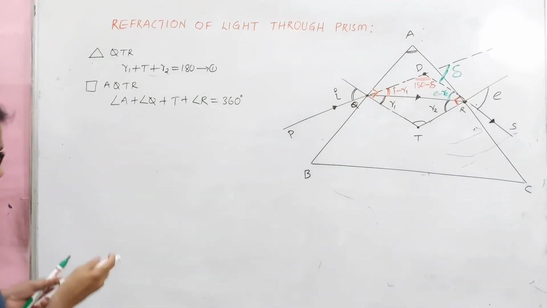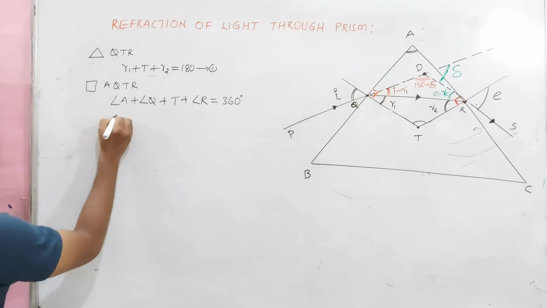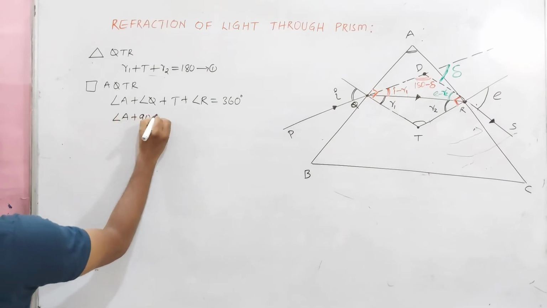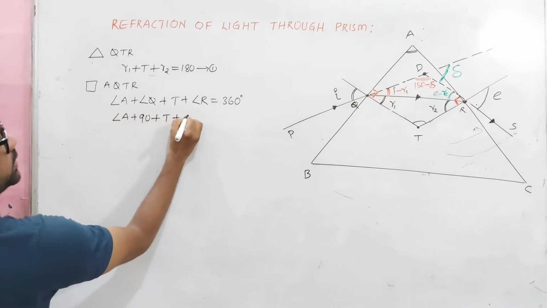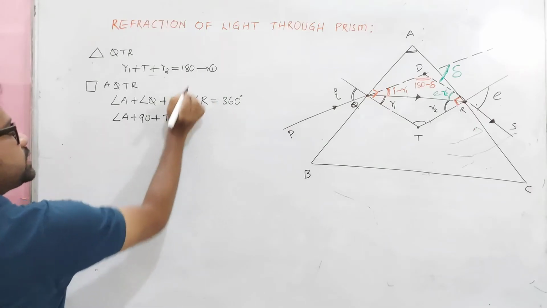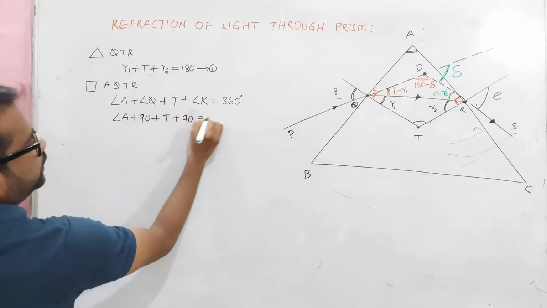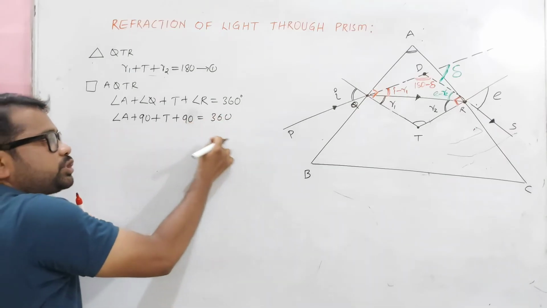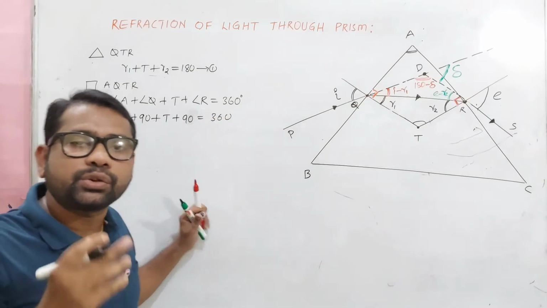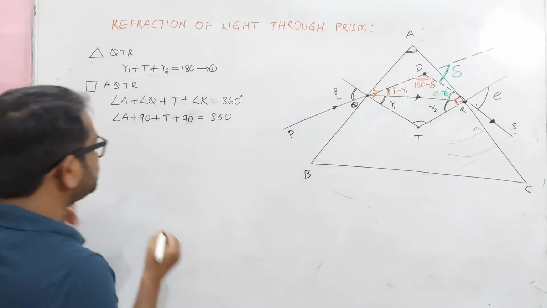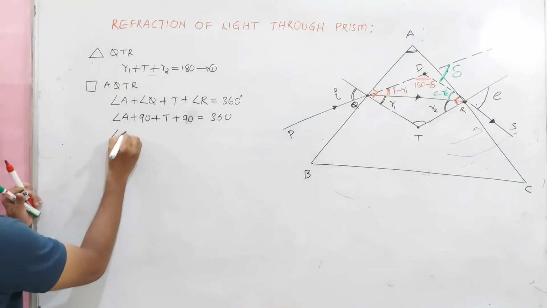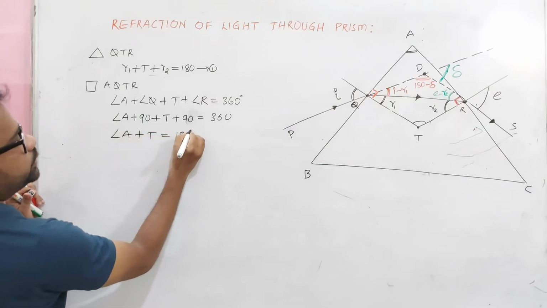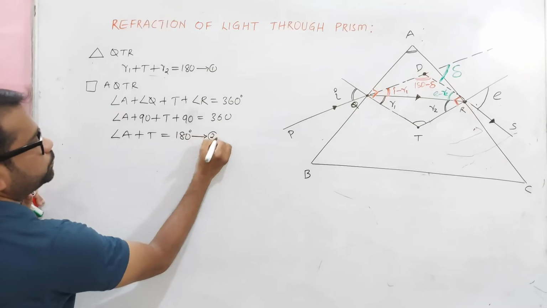So now let us substitute that here. Angle A plus 90 degrees plus T plus angle R, which is again 90 degrees from the picture, is 360 degrees. So, children, 90 plus 90 is 180. When 180 is taken to this side, 360 minus 180 is again 180 only. So here we got angle A plus T is equal to 180 degrees. Let it be equation 2.